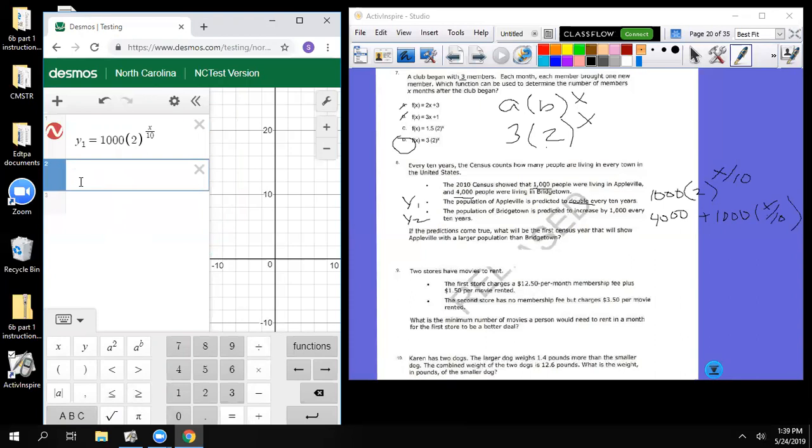And then for Y2, which is going to represent Bridgetown, Y subset 2, that's going to be equal to our initial value of 4,000 plus the growth rate of 1,000 per 10 years. And because we don't know how much time, it's x years divided by 10. All right, so here is that part. Oh, I totally erased that. My bad. Y2 equals, we'll do it again, 4,000 plus 1,000 times x divided by 10.